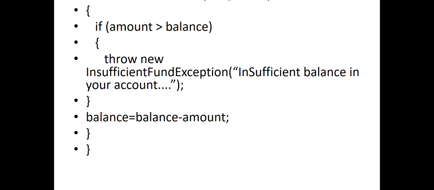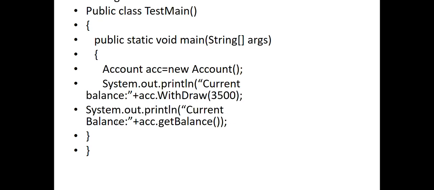In that withdraw method, with integer amount, if amount is greater than balance then I need to throw a new InsufficientFundException, because if amount is greater than balance then I need to show the message in front of the user that your account has insufficient balance. So I'm throwing the exception, insufficient balance in your account, and it will break out of the method. And if amount is less than balance then it will be subtracted from the balance and it will recalculate the balance. So next I'm creating the main method.